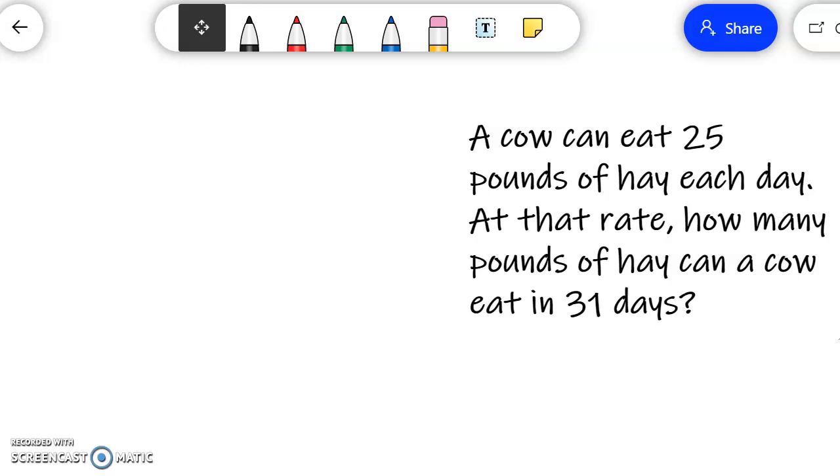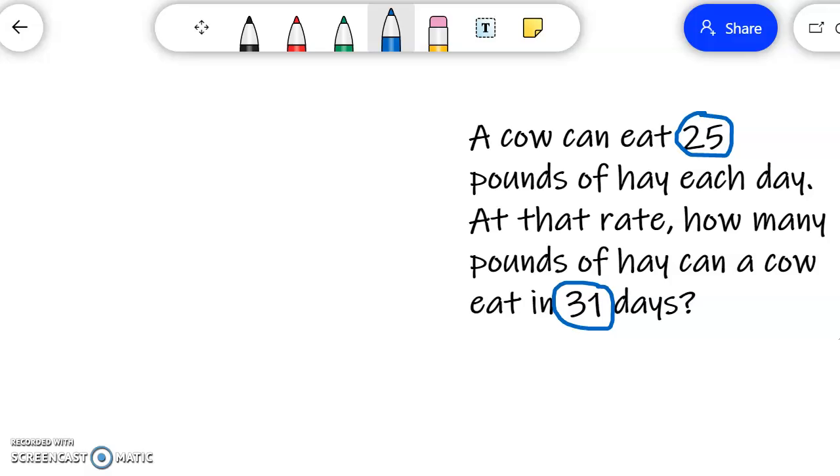So here's the word problem. It says a cow can eat 25 pounds of hay each day. At that rate, how many pounds of hay can a cow eat in 31 days? So the first thing that I want to do is circle the numbers in my word problem. If I'm able, I want to circle them.